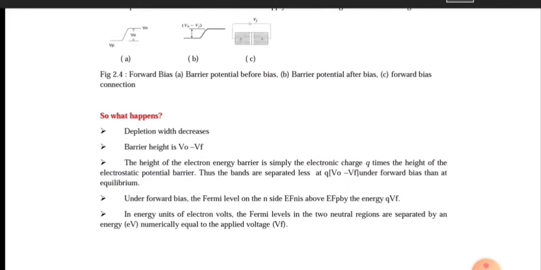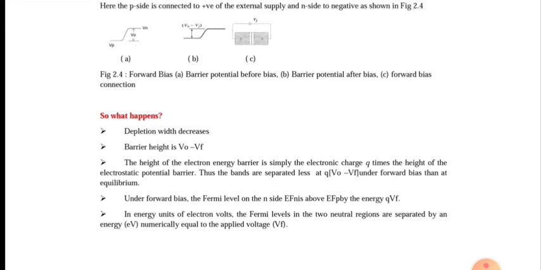So next, in energy units of electron volts, the Fermi levels in the two neutral regions are separated by an energy numerically equal to the applied voltage VF. That I just now told, Q into VF. In electron volts, the difference between the two Fermi levels will be Q into VF.